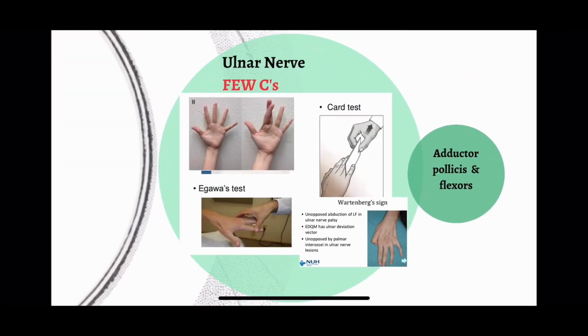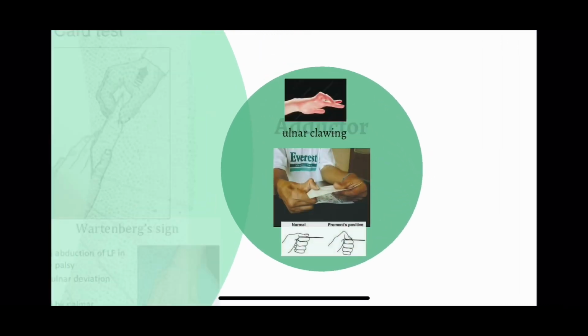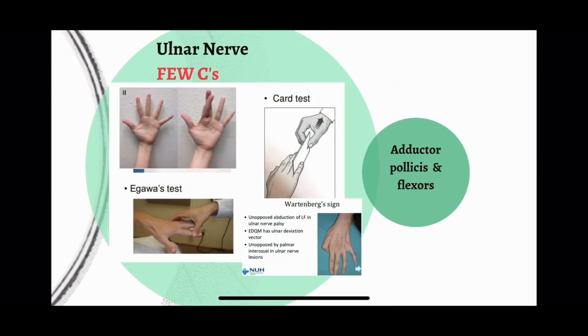Ulnar nerve, you can remember by a few C's. F for Froment, E for Igawa test, W for Wartenberg sign, C is for card test, another C is for crossing or scissoring, and the main C is clawing. I hope you know the tests.